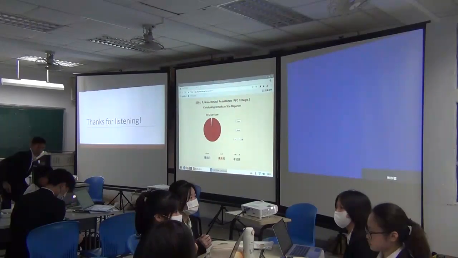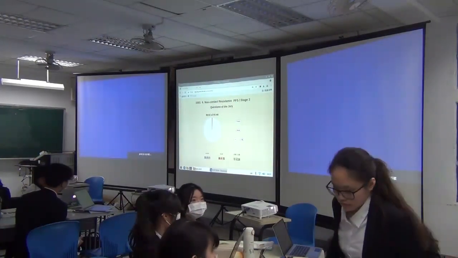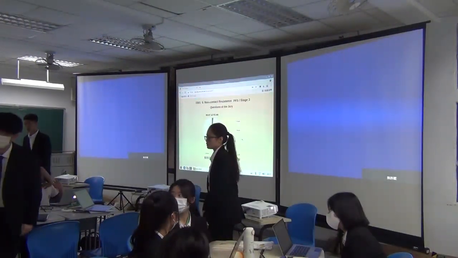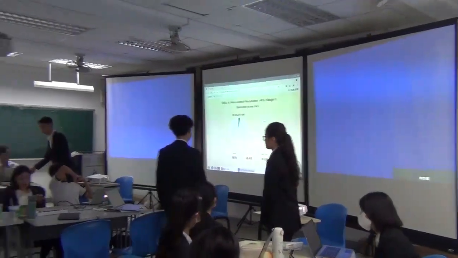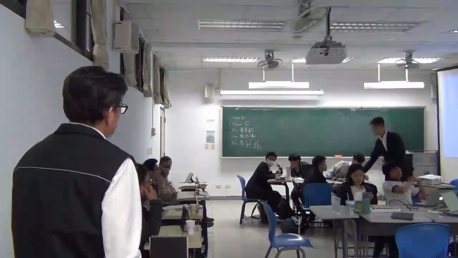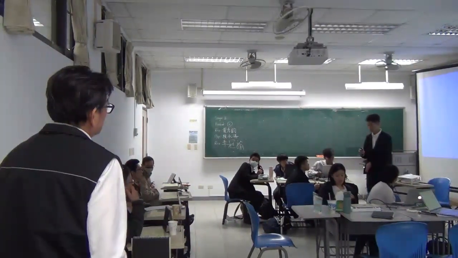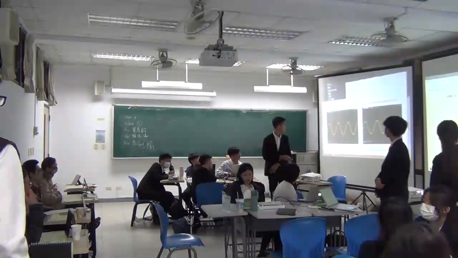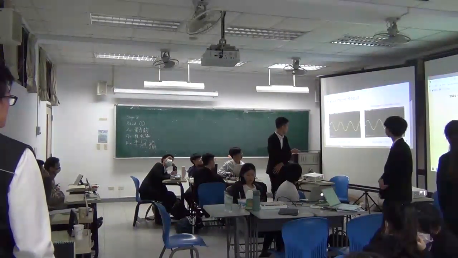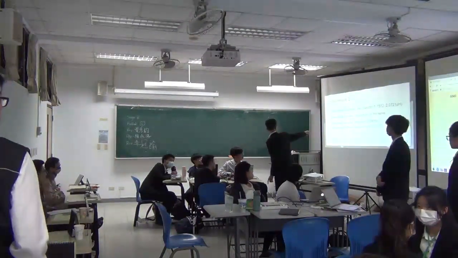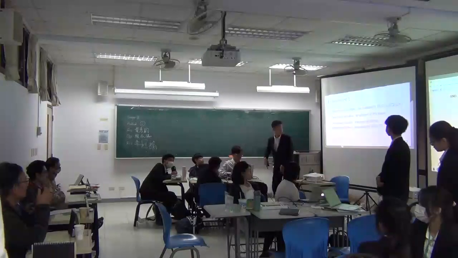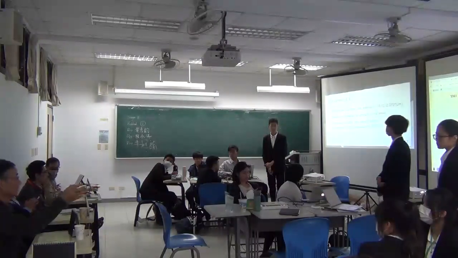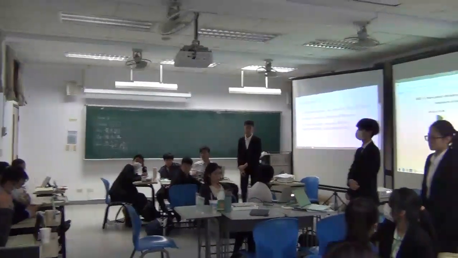Questions from viewers, please. I have a question first for the motor. Obviously, you use the alternating current as the power source. So what is the frequency you use in your experiment? The frequency here is 30,000 hertz.